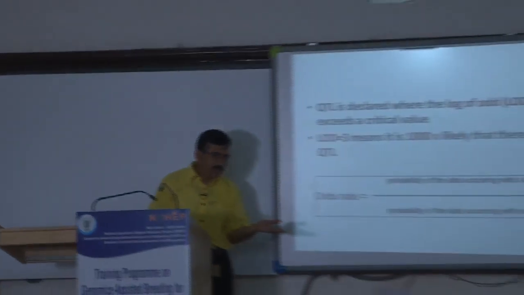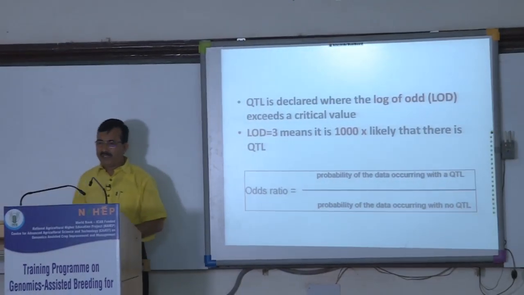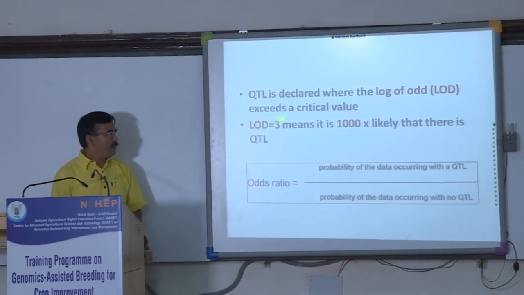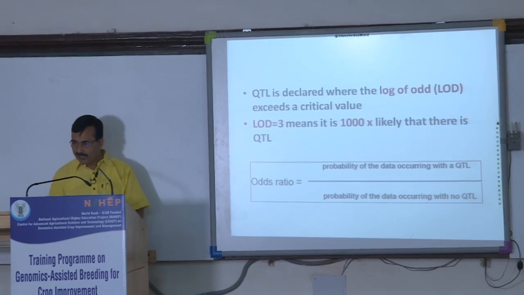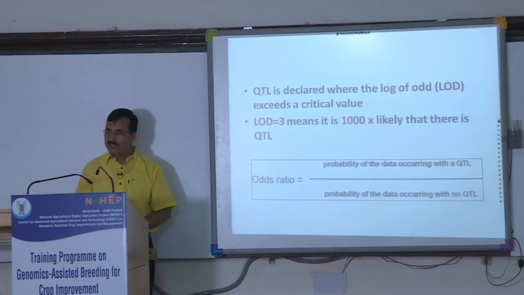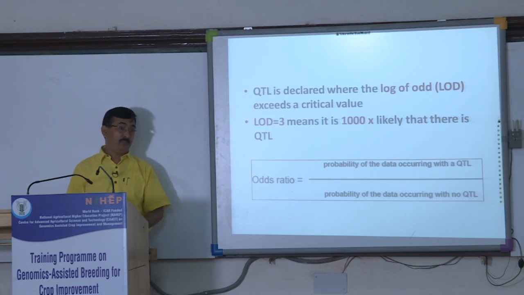Odds is a ratio of QTL present to absent. If it is present, what is the value? If it is absent, what is that value? You take that ratio, and take the logarithm of that; that is your LOD. And we normally take that LOD should be 3, right? And LOD 3 means what? It means the probability is 1,000 times that it is correct.